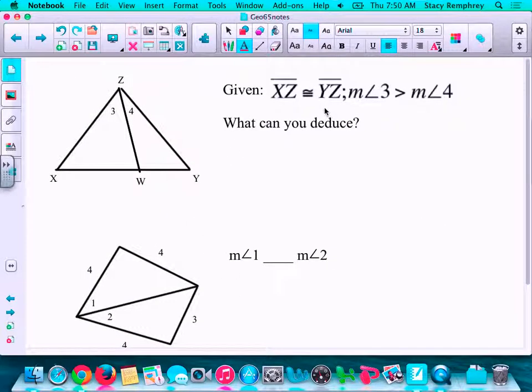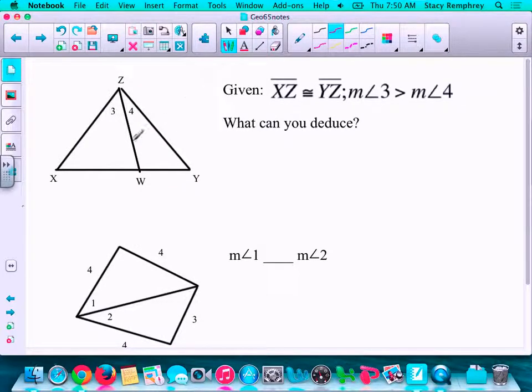Over here, I get XZ and YZ. Okay. So XZ is congruent to YZ. I'm doing a recording. Okay, hold on, I'm making a recording.